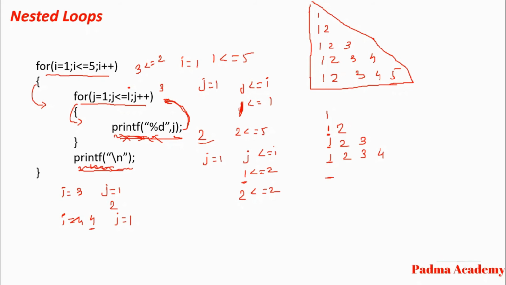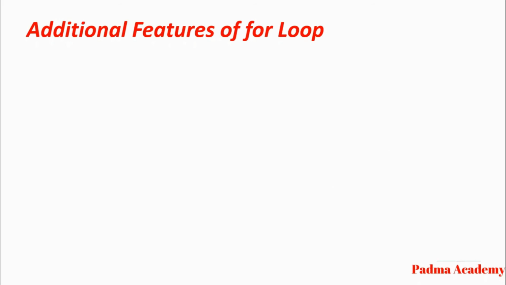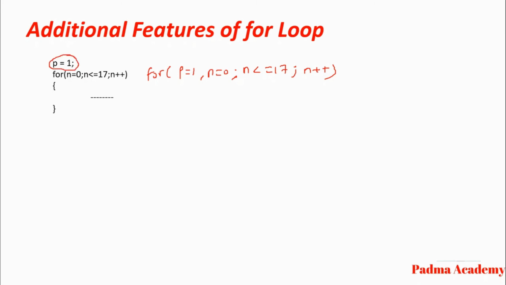So for this line, you try to solve it yourself, how this code works. So next we will discuss the additional features of for loop. Suppose this is the code, and you can also write this as for p equal to 1 comma n equal to 0 semicolon n should be less than or equal to 17 semicolon n plus plus. That is, instead of writing p equal to 1 outside that for loop, you can write it like this also.